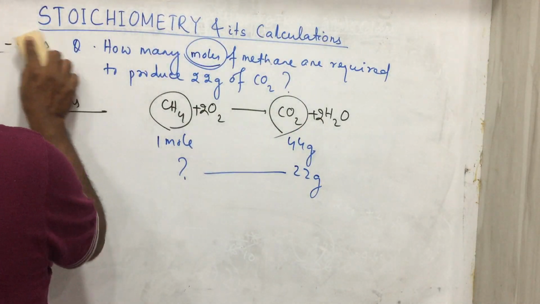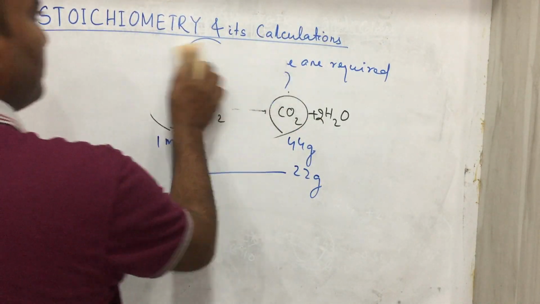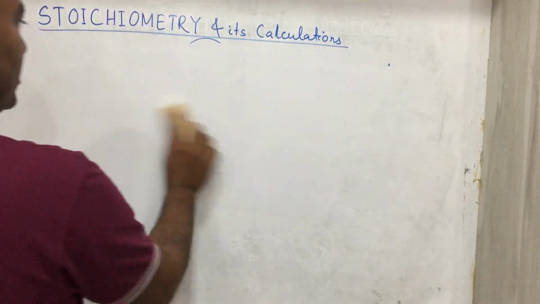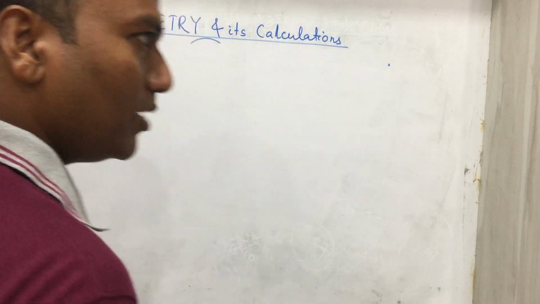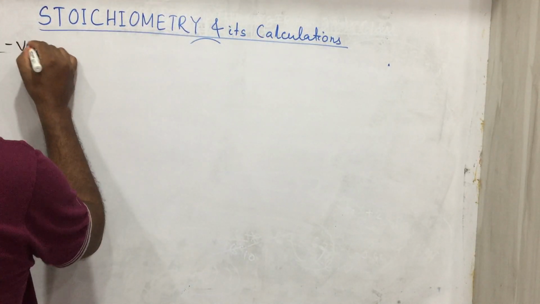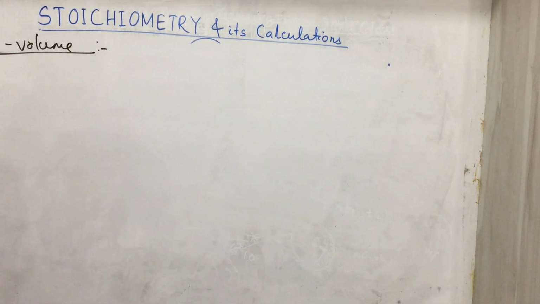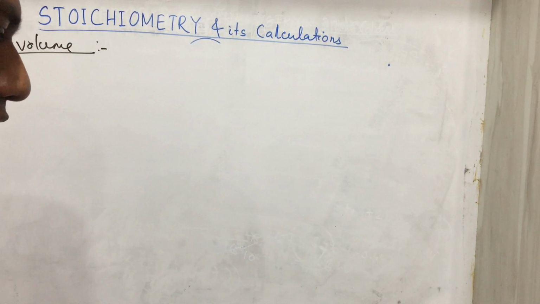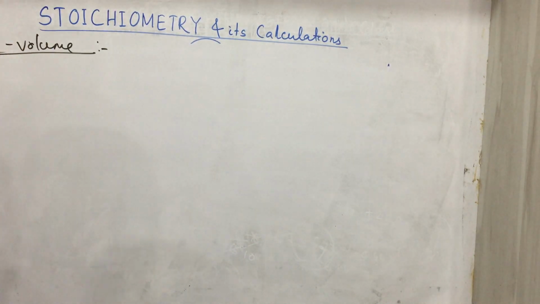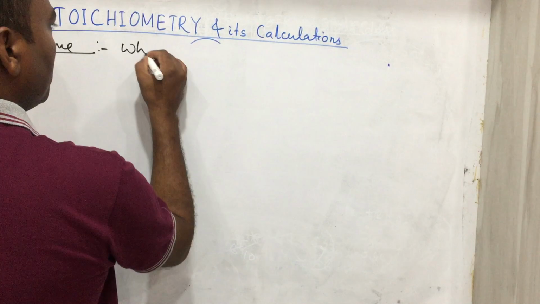Similarly, suppose mass volume numerical. Mass volume numerical, similarly, any mass will be given, volume will be asked. Suppose a question, now mass volume. Okay, so in the mass volume, suppose one question is, what volume of CO2 is produced?